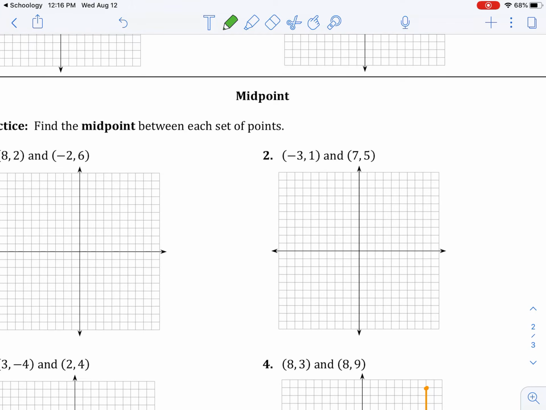Okay, next one. Next type of problem. Find the midpoint between each set of points. Okay, now there's graph paper provided again. I'm going to point out that I don't like using the graph paper, okay? I like to use the midpoint formula, just like it says in the goal for today.